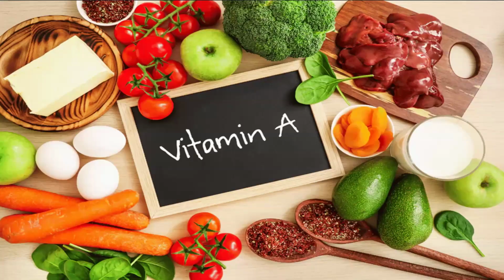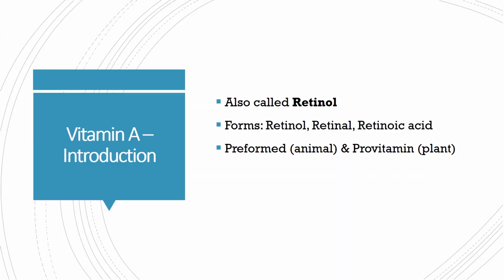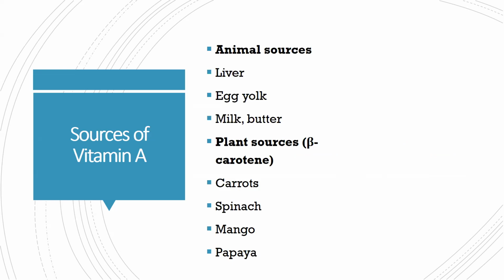First of all, we will go through the detail of vitamin A. So vitamin A is also called retinol. It exists in different forms, including retinol, retinal, retinoic acid. The vitamin received from animal source is the preformed, and from the plant source is provitamin.